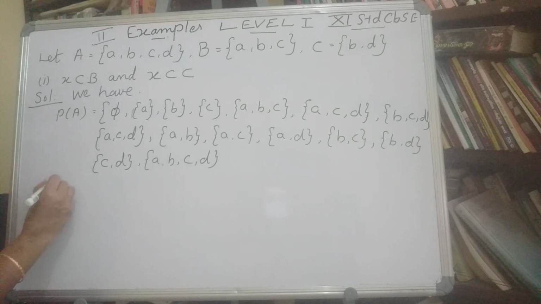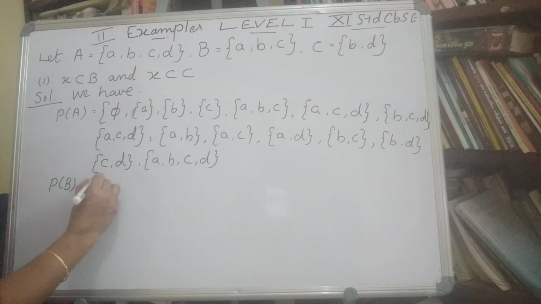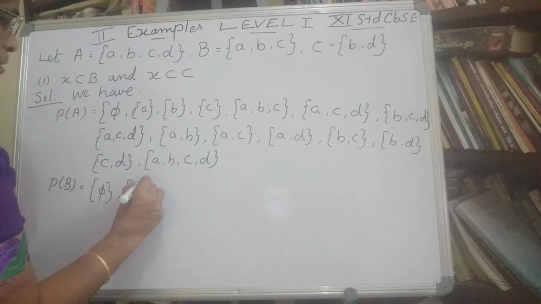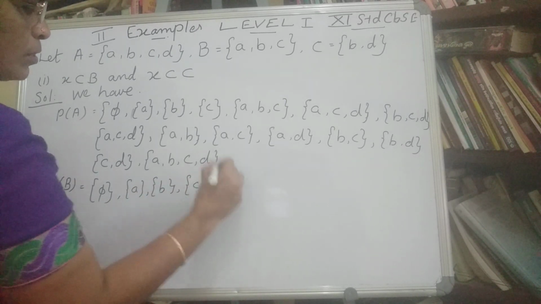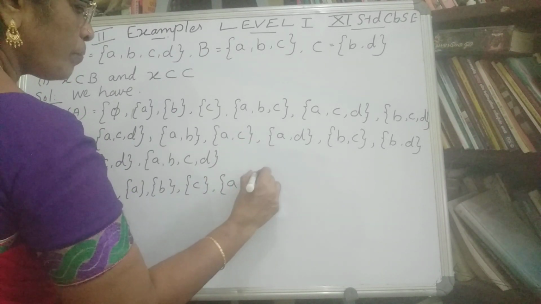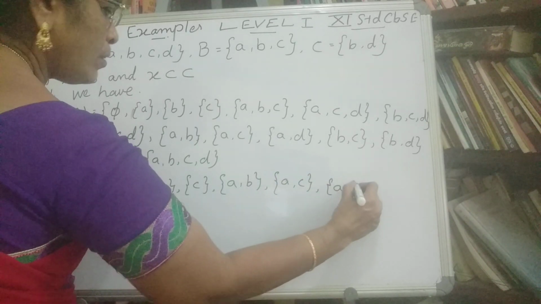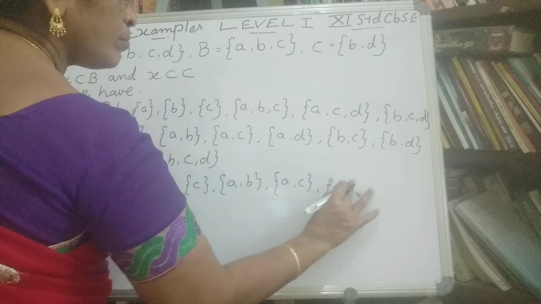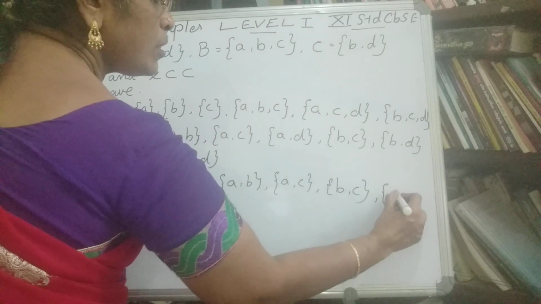Then P of B is the set of null set, set of A, set of B, set of C, set of A, B, set of A, C, set of B, C, set of A, B, C.